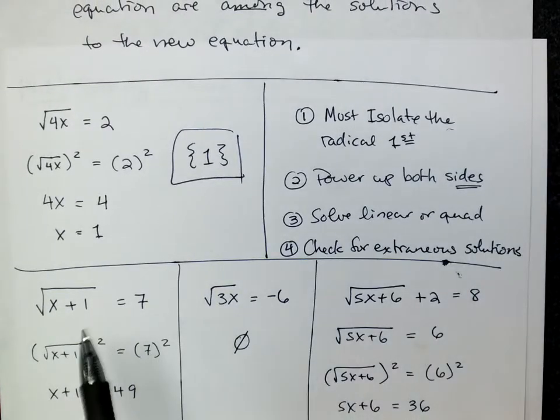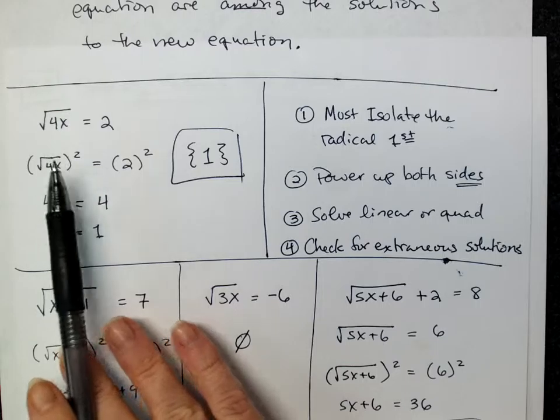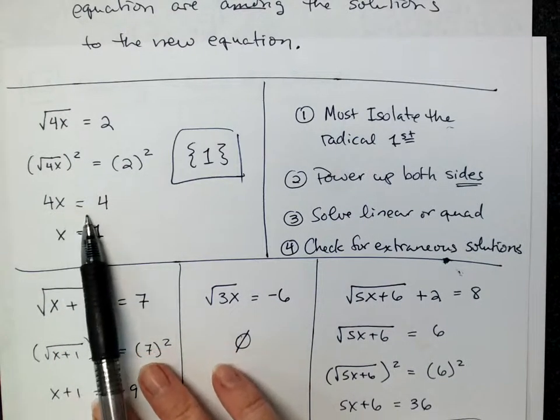So our basic ones, we're going to start with square roots. This is already isolated. Square both sides. We're left with a linear.